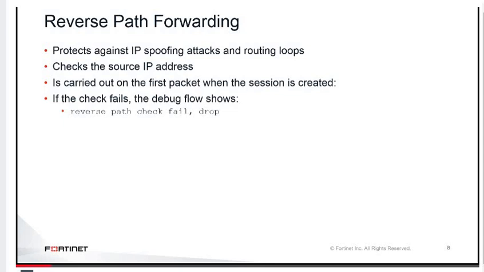Now you will review an important routing concept, reverse path forwarding, RPF check. RPF check protects against IP spoofing attacks and routing loops by checking the route to the source IP address. This check is performed only on the first packet when the session is being created. If the check fails, the packet is dropped and the debug flow shows this error: reverse path check fail, drop.